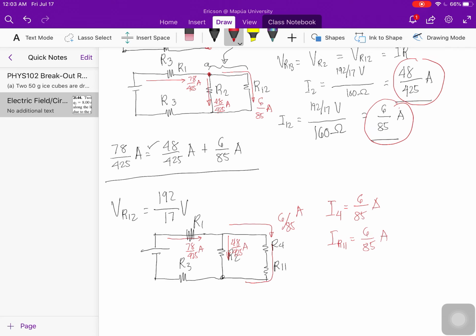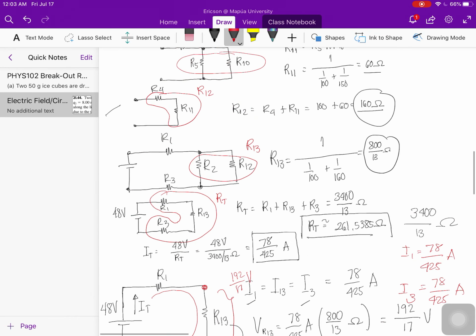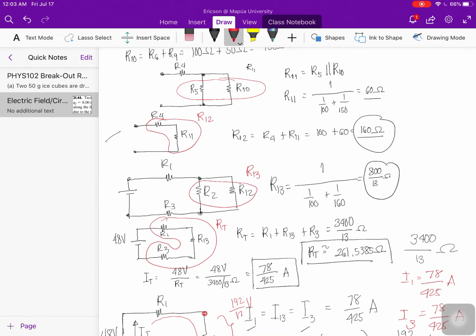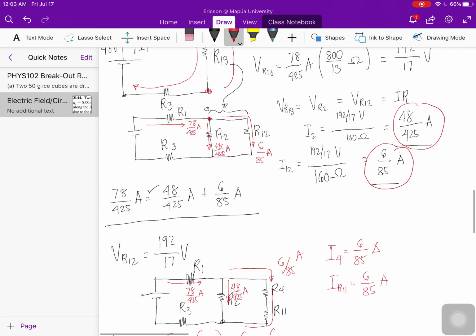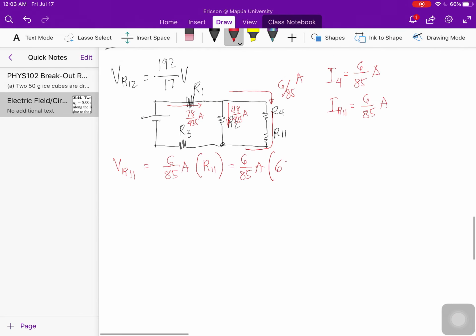Okay? So, I can now compute for the voltage on R11 that is equal to 6 over 85 amperes times R11. So, ang R11 natin ay equal saan? Check natin. R11 is 60 ohms. Okay, so we can now compute for the voltage on R11, 6 over 85 times 60 ohms, that is equal to 72 over 17 volts.